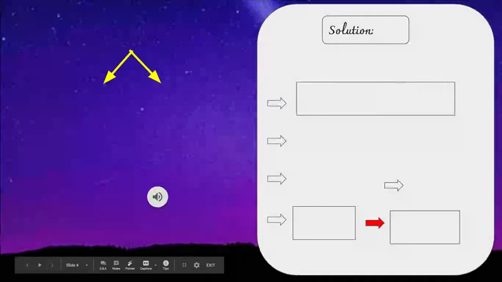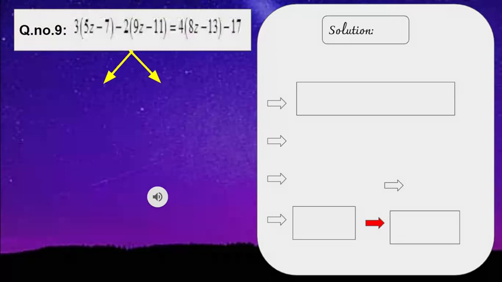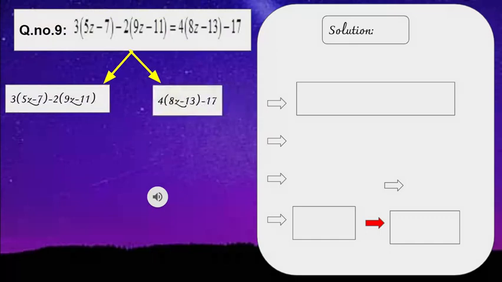Now we can solve question number 9. 3 into (5z minus 7) minus 2 into (9z minus 11) is equal to 4 into (8z minus 13) minus 17. Here, left side it is given 3 into (5z minus 7) minus 2 into (9z minus 11). Same way, right side it is given 4 into (8z minus 13) minus 17. So both sides first we have to simplify.